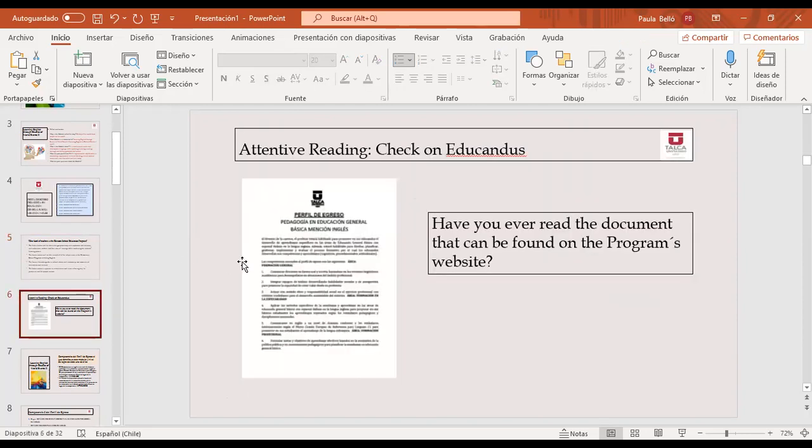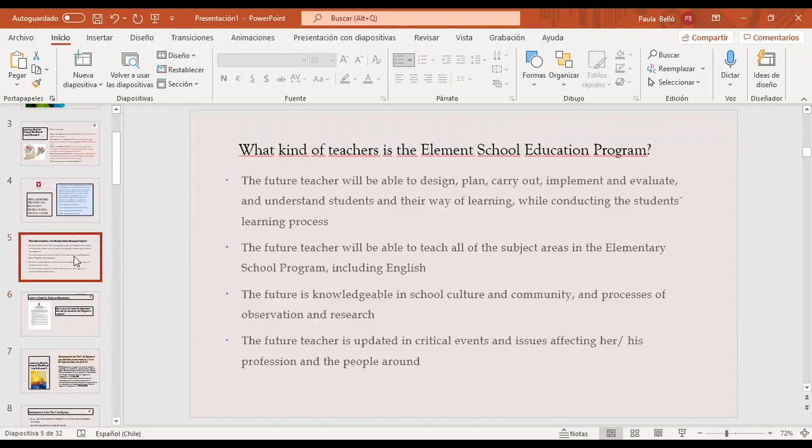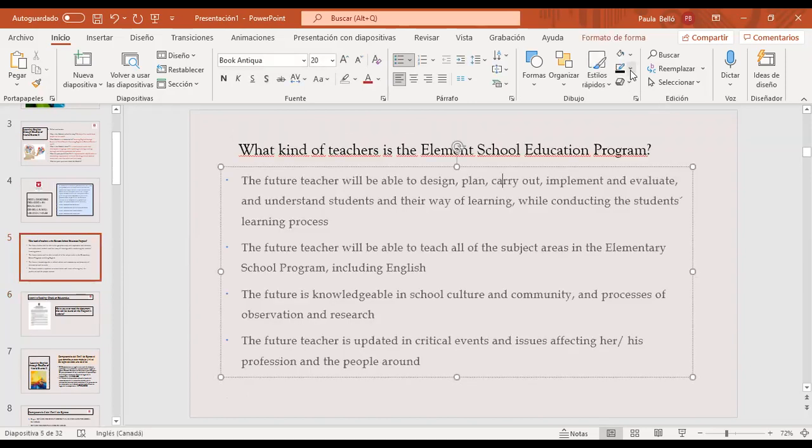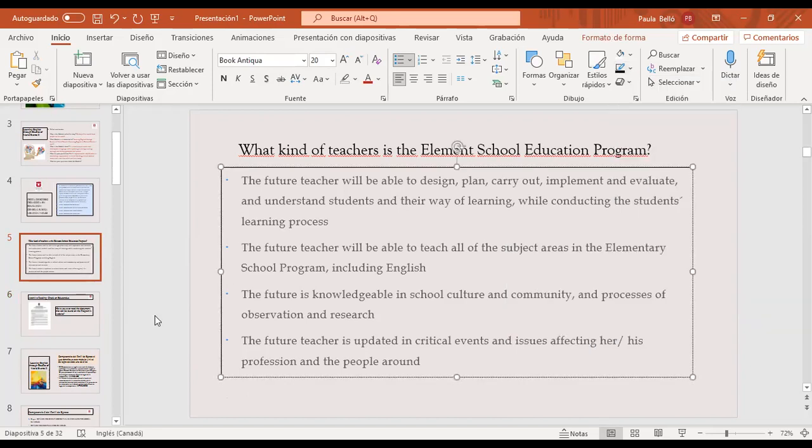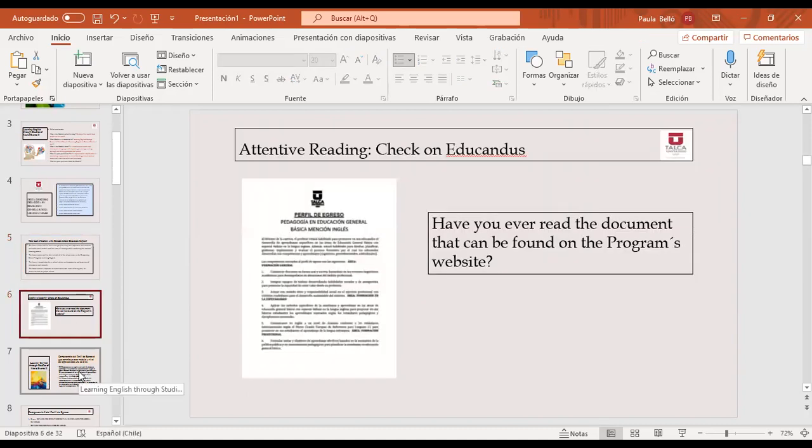Okay, so this is the perfil de egreso, the document I was just showing you. It is on Educandos, and it's a document that, as I said, you need to be aware of. You will be discussing these topics in the different modules, but for you to bear in mind that we need always to be clear on what we are educating, which kind of teachers we are educating.